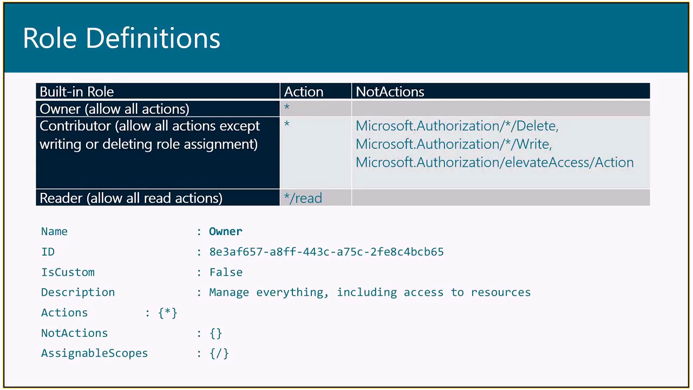Not all of us are going to have a permission. In the role definition, it tells you exactly what permission you have. Because this is an owner role, notice the description says you can manage everything, including access to the resources. So an owner is the only one who can grant access permission to another user.